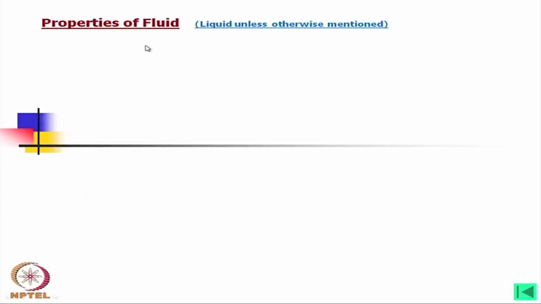Now, I have already mentioned that the fluids are liquid as well as gas. But if you think of the properties, they are different, and we need different mathematical treatments while we are formulating or modeling any engineering problem.